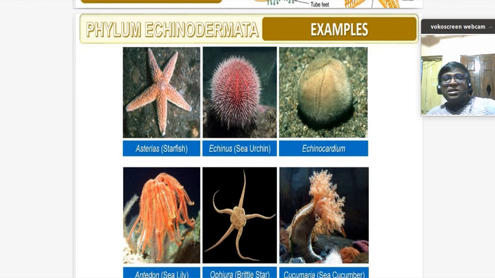So that completes our discussion of all the phyla of the non-chordates, that is, without notochord, without pharyngeal gill slits, without the dorsal hollow nerve cord. All this you can notice up to phylum Echinodermata. From henceforth, the next phyla we'll discuss are Hemichordata and phylum Chordata. So for this session, we complete with phylum Echinodermata.